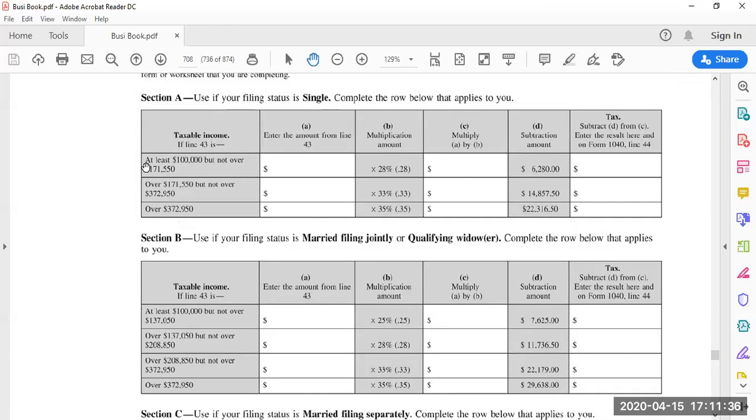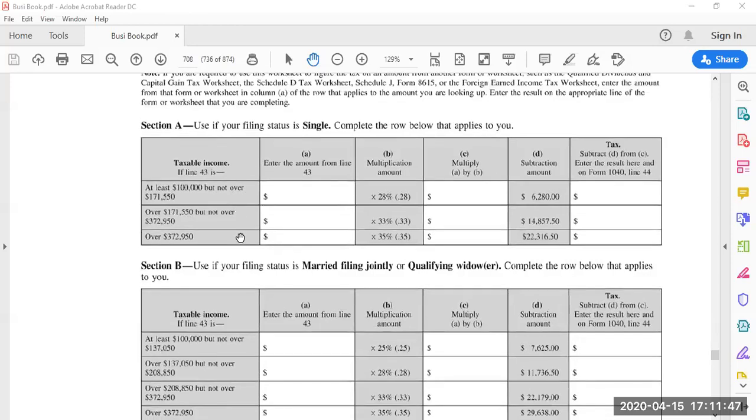and you earn at least $100,000, but not over $171,550, you use the first row and you enter your information. So in column A, you enter the amount from line 43, your taxable income. Whatever that amount is, you enter it in this row, and then you multiply that times 28%.